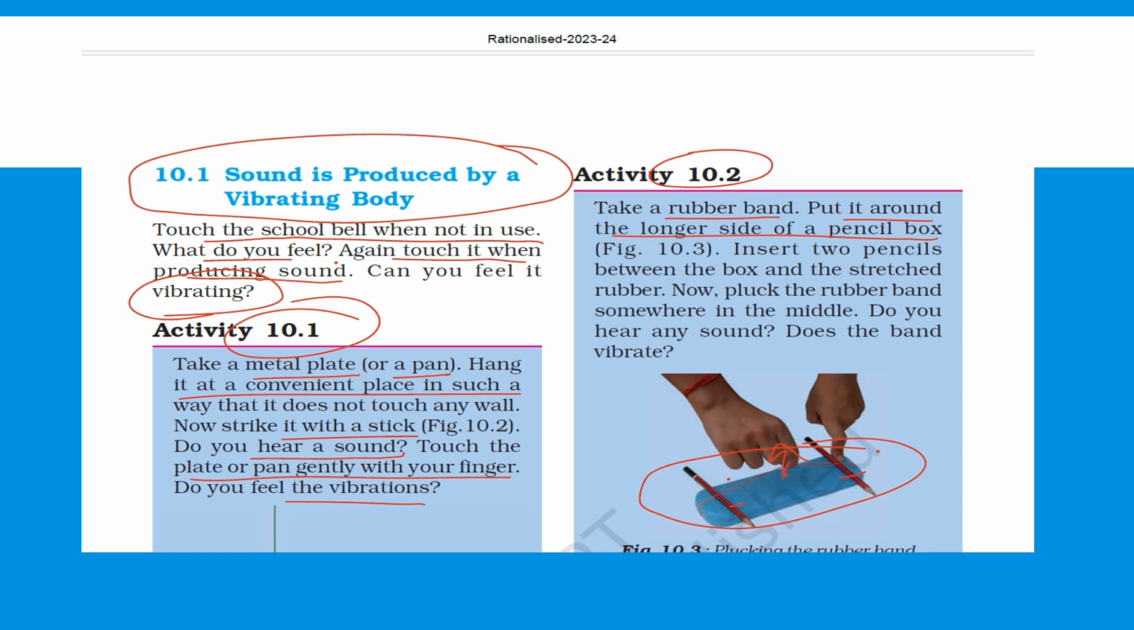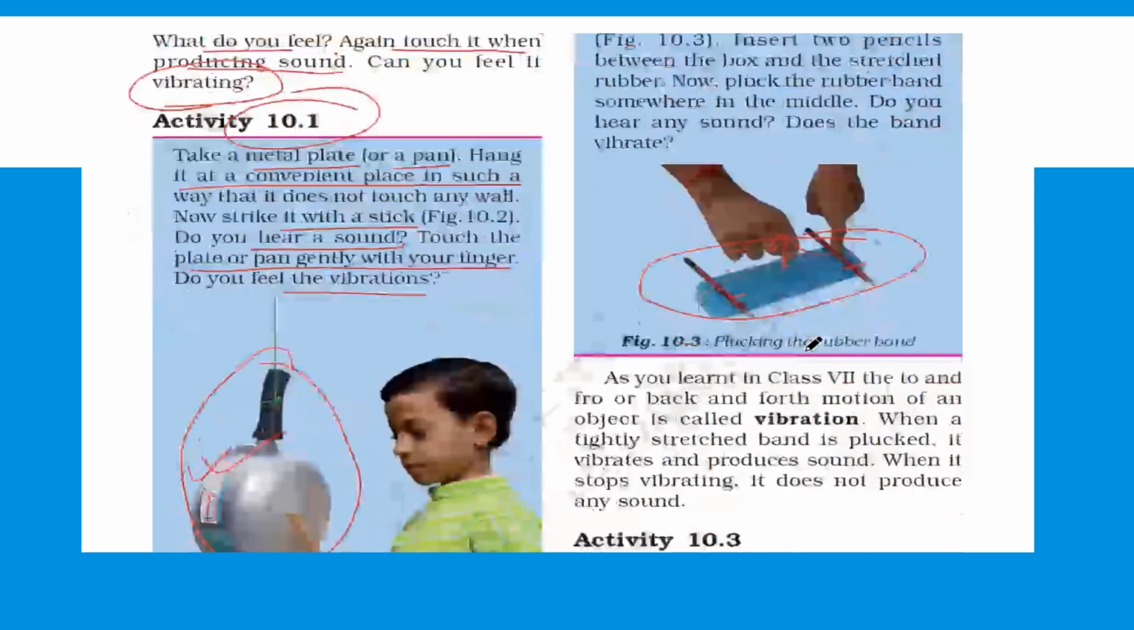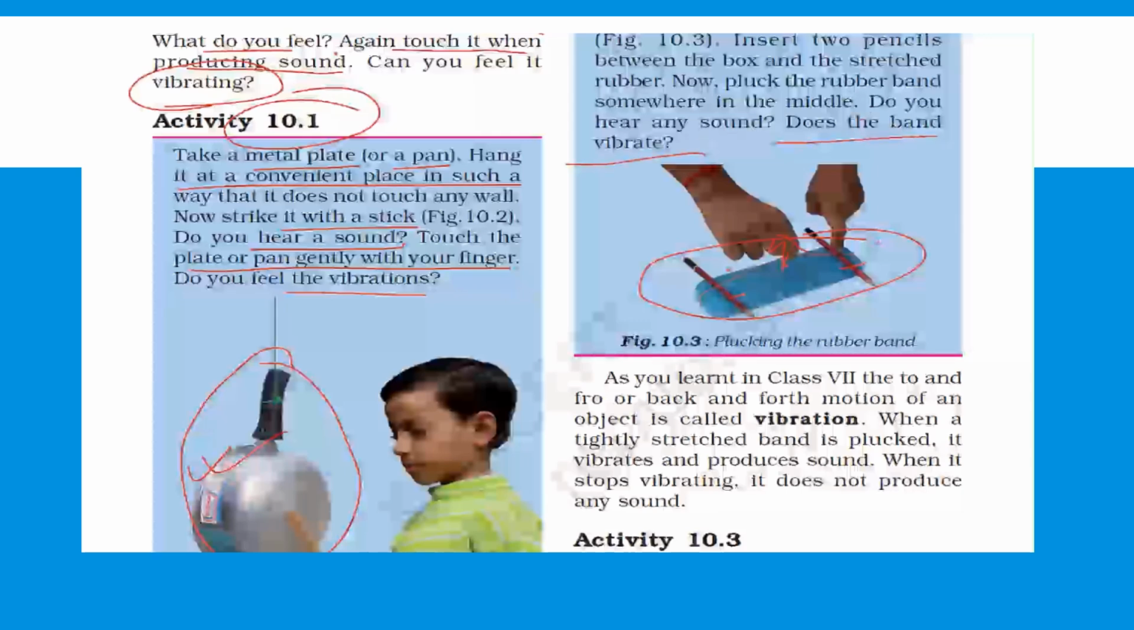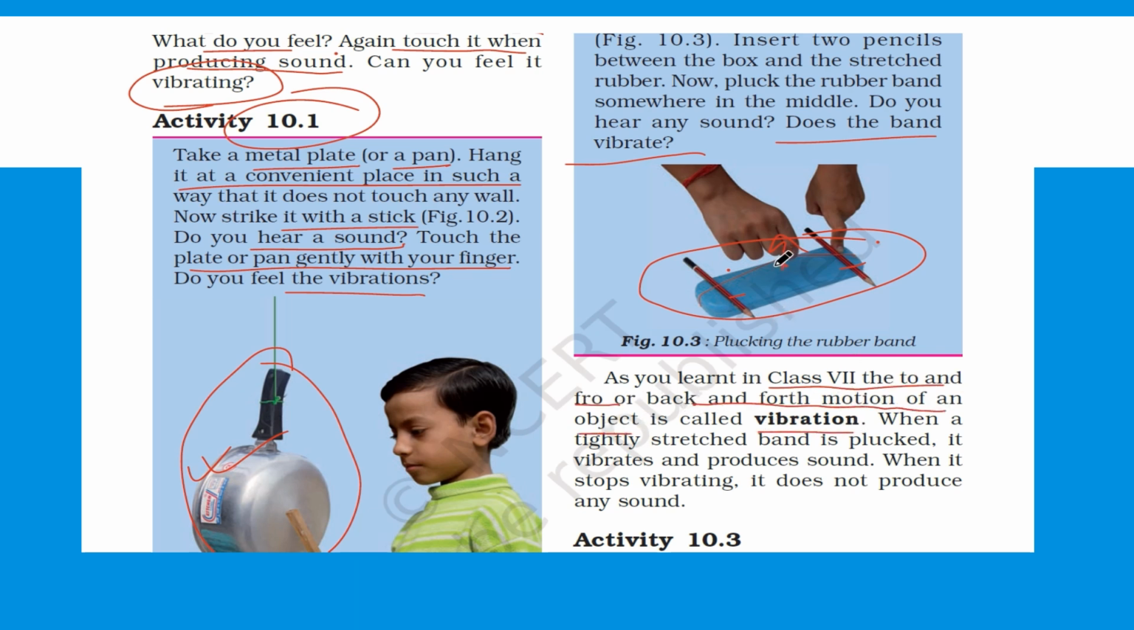Do you hear any sound? Yes, you will hear a sound, and this rubber band also will start to vibrate. As you have learnt in class 7, the to and fro or back and forth motion of an object is called vibration.